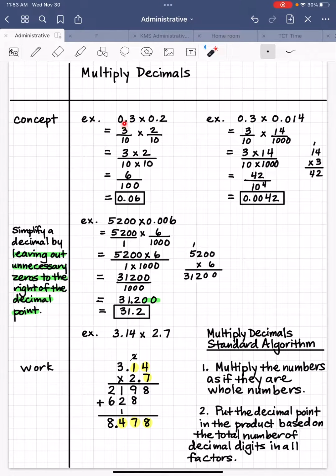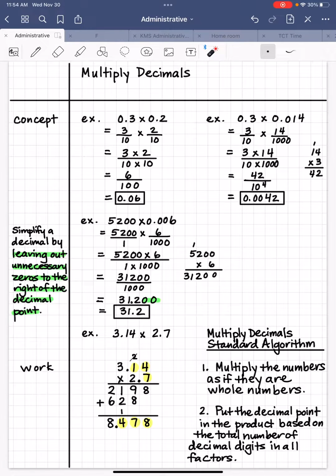So say you have 0.3, which is 3/10, times 0.2, which is 2/10. We're going to write them in their fraction form. If you need any help with how to write decimals as fractions, please watch the video on decimals. So this is going to be written as 3/10 times 2/10.